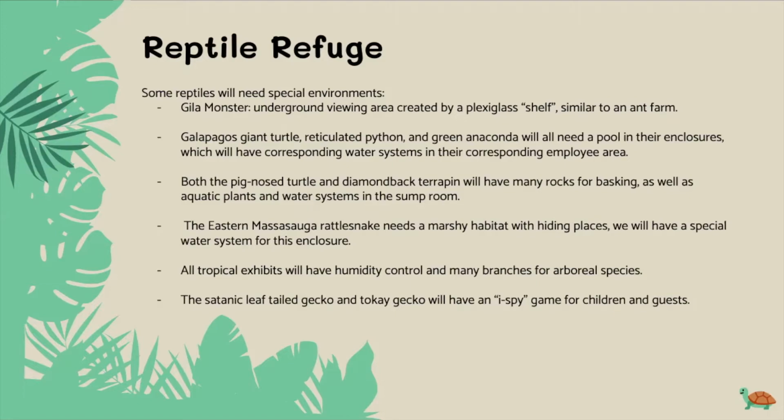The eastern Masaga rattlesnake will have a marshy habitat with several hiding places and a water system. The western hognose snake and king cobra will have multiple places to hide as well. Both the green anaconda and reticulated python will have large tanks with pools. The Brazilian rainbow boa will have a large tank as well.